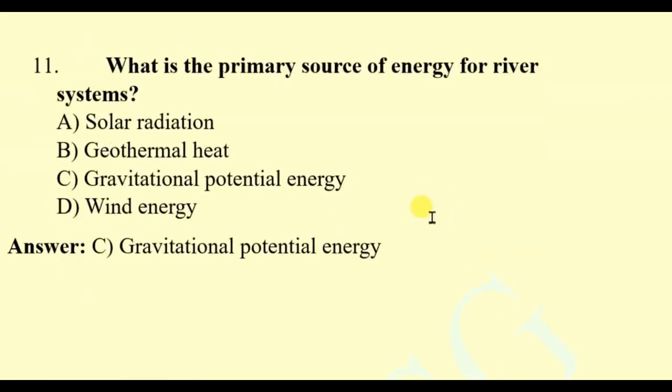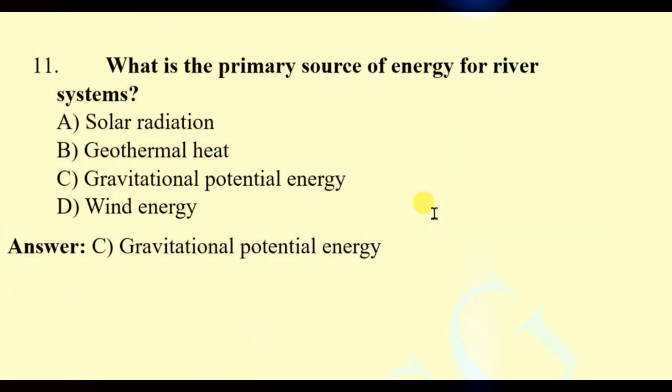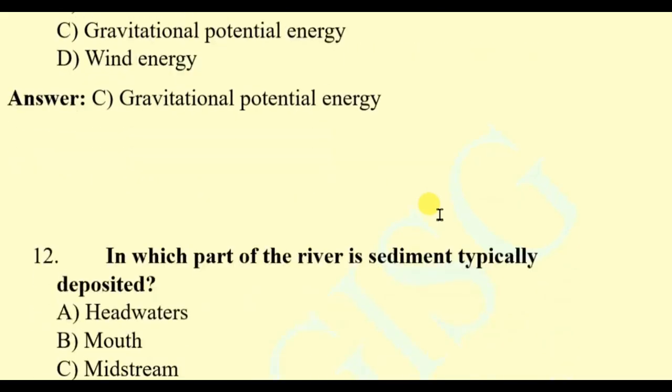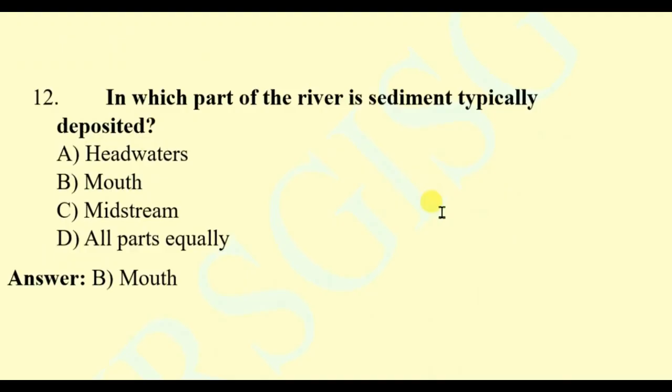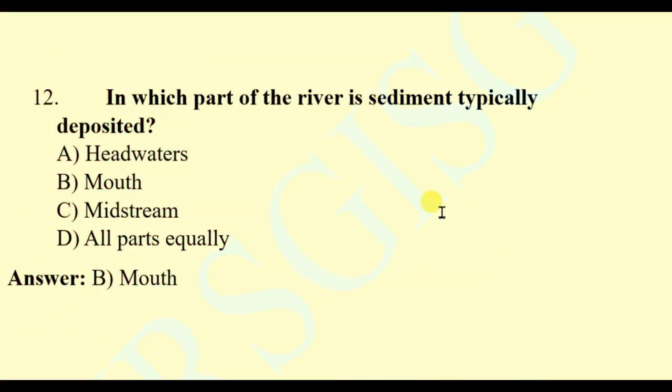Question number 11. What is the primary source of energy for river systems? Solar radiation, geothermal heat, gravitational potential energy, and wind energy. Here the right answer is gravitational potential energy is the primary source of energy, means gravitational force. Question number 12. In which part of the river is sediment typically deposited? Headwaters, mouth, midstream, all parts equally. Most sediment is deposited at the mouth of the river.